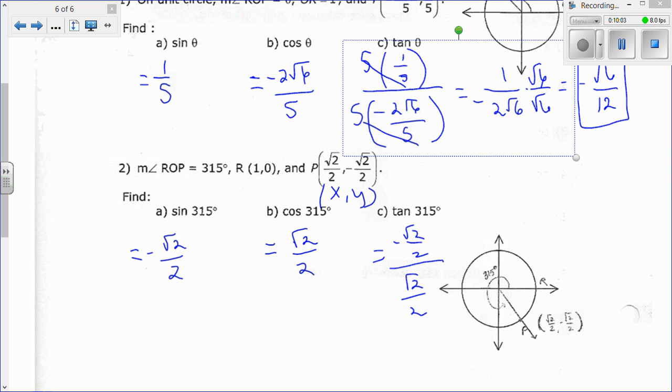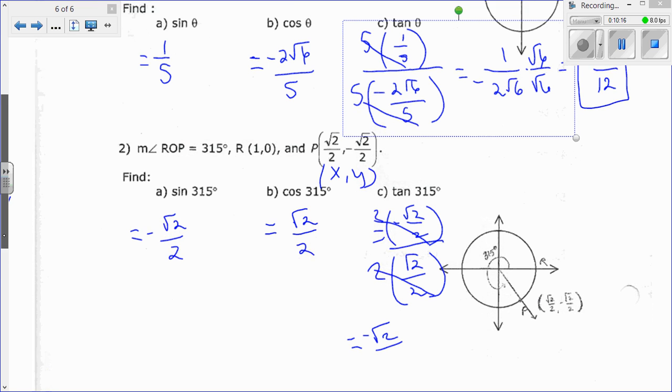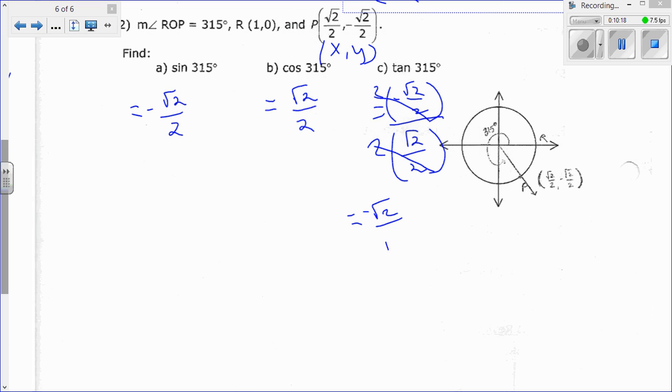So this is equal to negative radical 2 over 2 over radical 2 over 2. Multiply everything by 2 in the denominators, so we're left with negative radical 2 over radical 2, which is simply negative 1 when I'm all done.